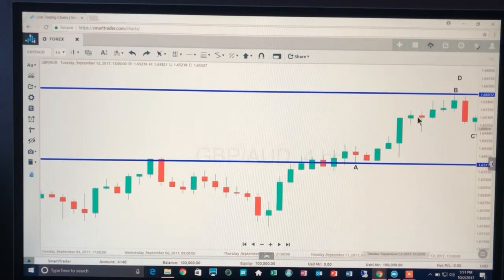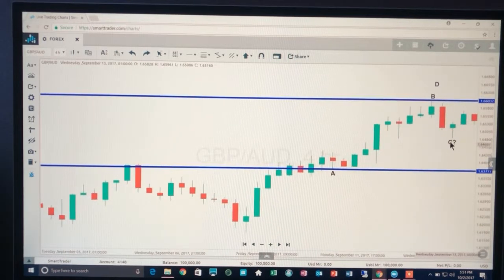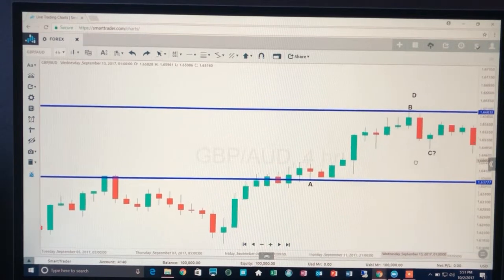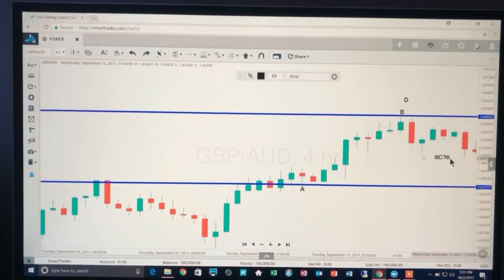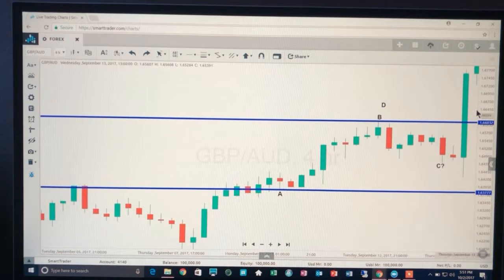So you have yourself an up A, B boundary, and we have our C, which is the deepest retracement. I put a question mark there because I understand that the market may have a deeper retracement. But as long as the market doesn't take out the A, it has no choice but to go my way.